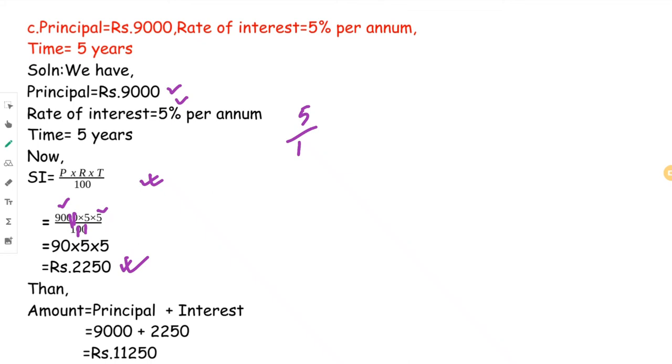Now let's see the amount at the end of 5 years. So the amount formula is what? Principal plus simple interest, right? So principal is 9000 and the simple interest will go to how much? 2250. So when you add, at the end of 5 years, how much? It'll be equal to rupees 11250.